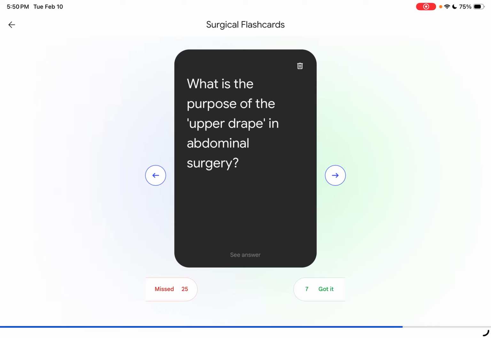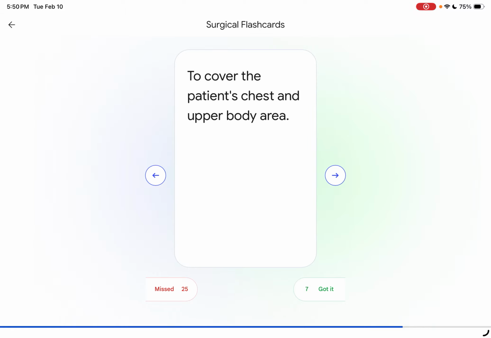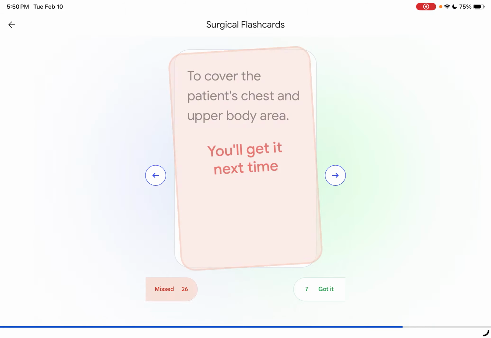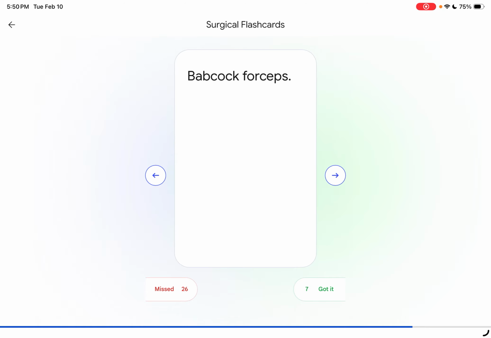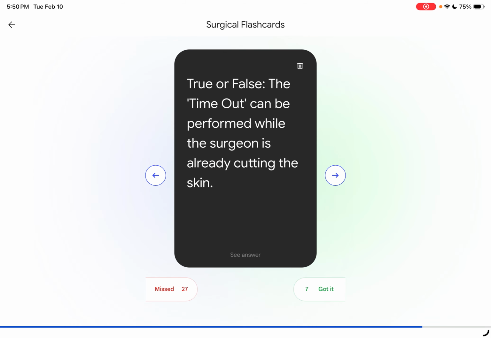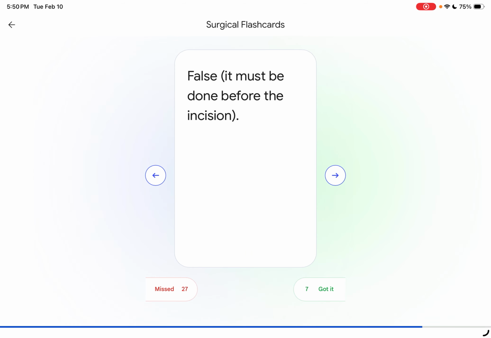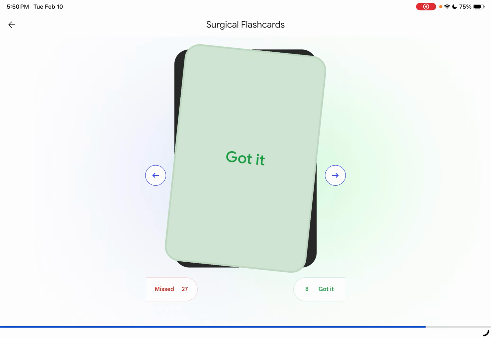What is the purpose of the upper drape in abdominal surgery? The upper drape in abdominal surgery is to cover the patient's chest and upper body area. If a surgeon asks for a Babcock, which instrument are they likely referring to? Babcock forceps. The timeout can be performed while the surgeon is already cutting the skin. False. Must be done before skin incision.